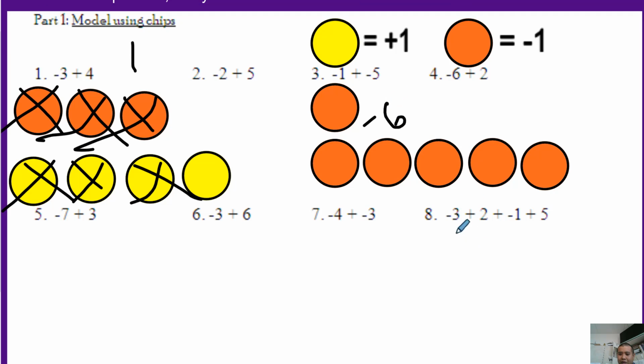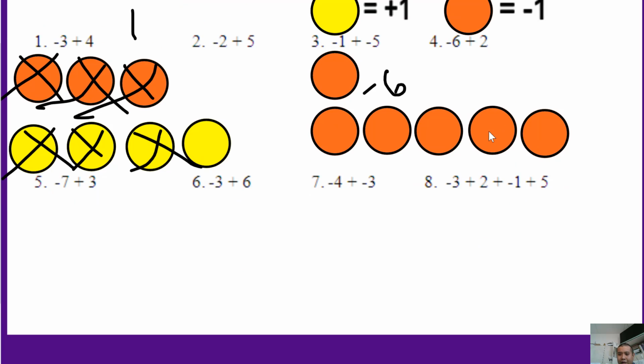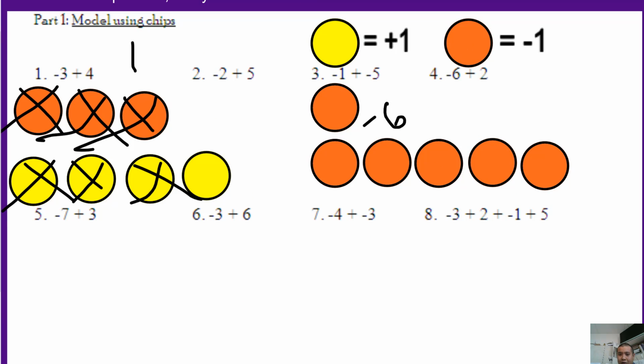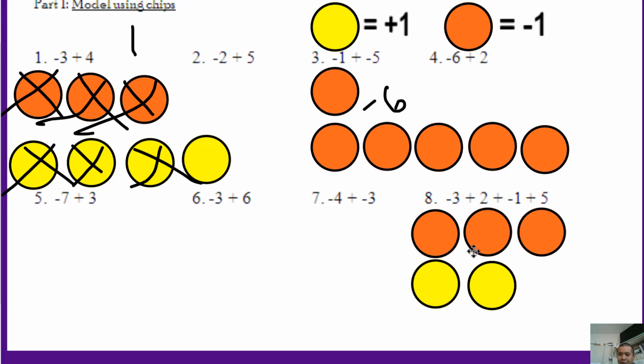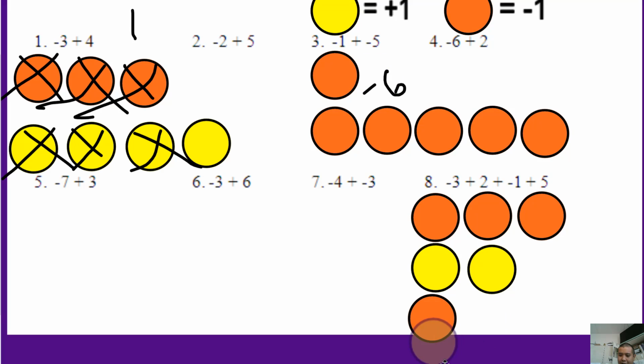Let's skip all the way down to number 8. Now, number 8, we have -3. So we're going to do -1, 2, 3. Then we have 2, 1, 2. Notice how I'm making different rows just because I think that helps with the organization and helps with canceling out later. We got -1 right here, and then 5. So underneath that, we're going to do 1.